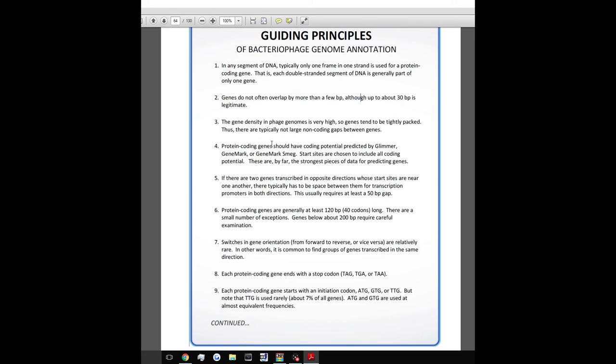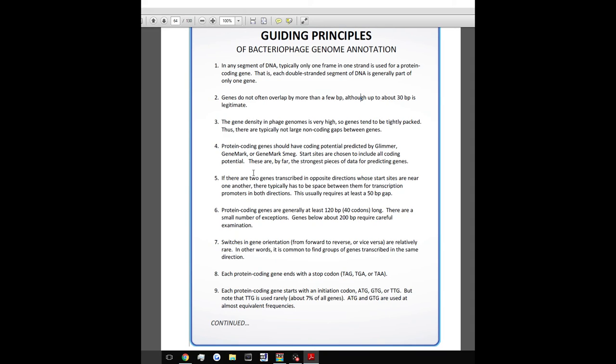Number three, the gene density in phage genomes is very high, so genes tend to be tightly packed. Thus, there are typically not large non-coding gaps between genes. So just as I mentioned before, everything's kind of packed together. There's not huge gaps in between. So, you know, maybe if you're looking for the start site of a gene and you have a huge gap, you may want to find a start site that's closer to the end of the previous gene or something like that. So just something to keep in mind.